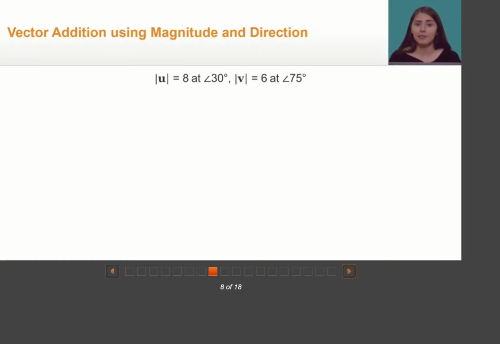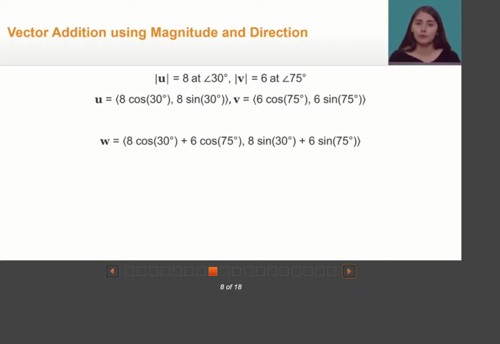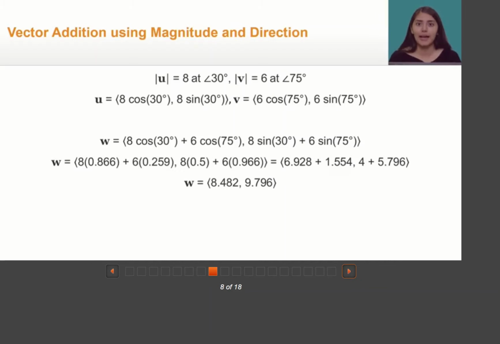Alternatively, you could have converted from polar form to rectangular form to add the components. The x component of the vector is r cosine theta, and the y component is r sine theta. We can substitute in the values we know. The component form of w has an x component of 8.482 and a y component of 9.796.